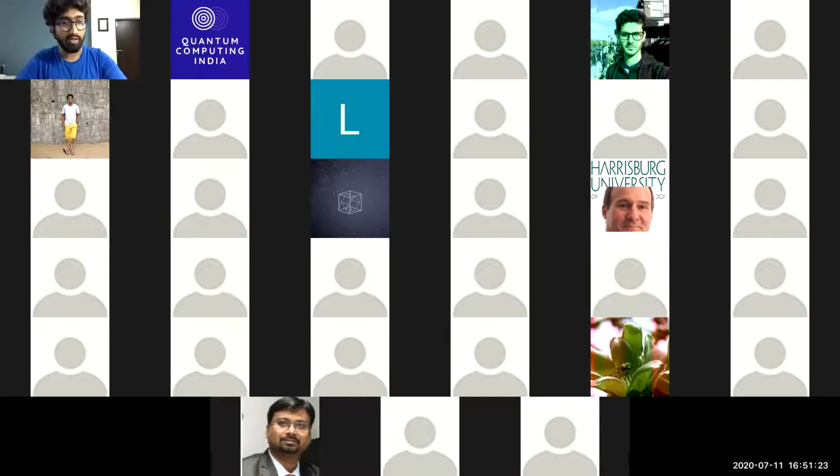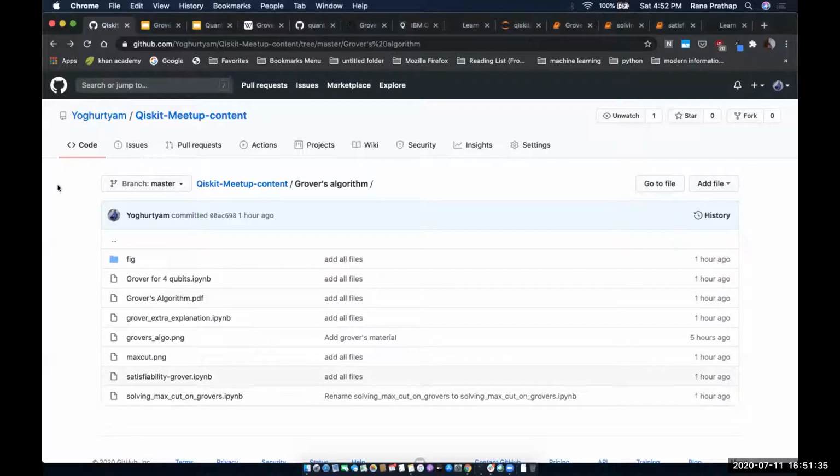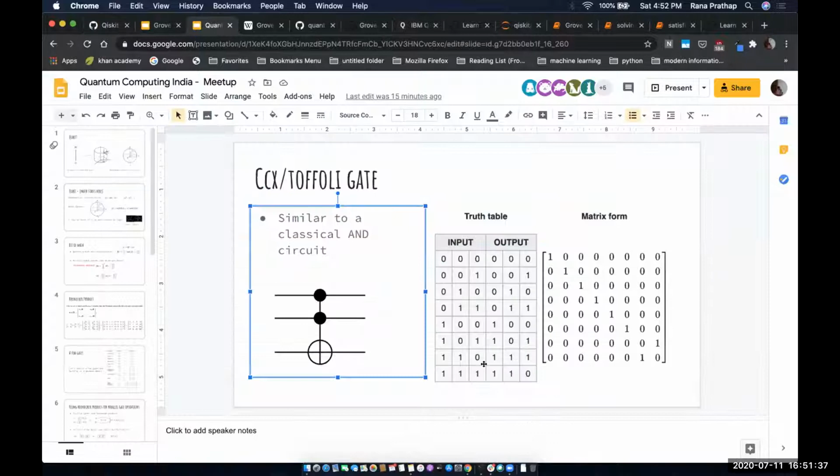Let's get right into it. The first thing we'll get into would be the slides. Let's understand how the classical computing model can be converted into the quantum. So let me just share my screen. I hope you can see my screen.